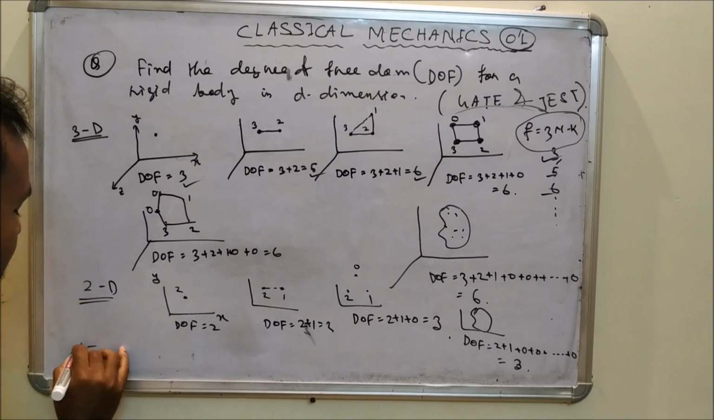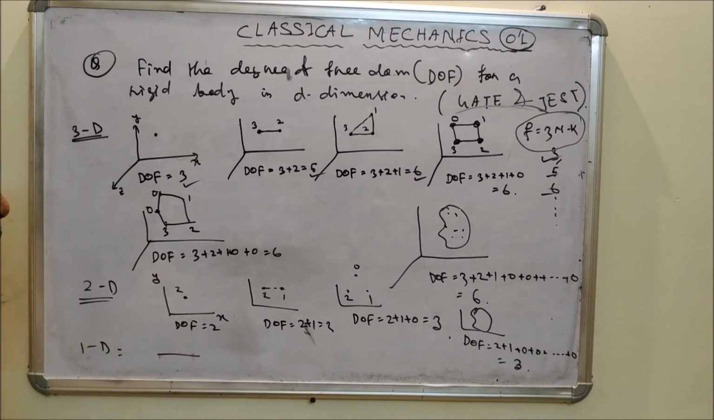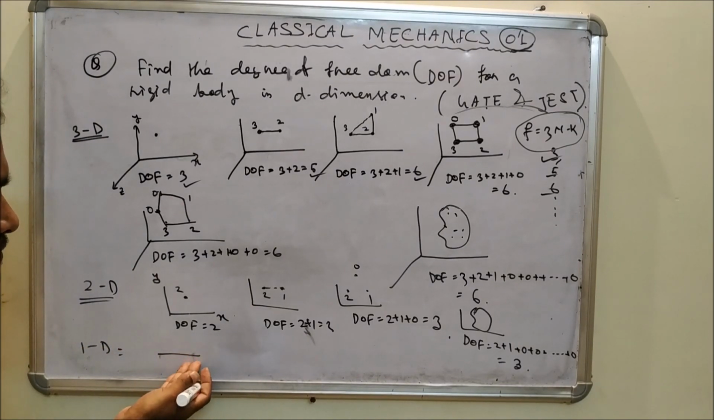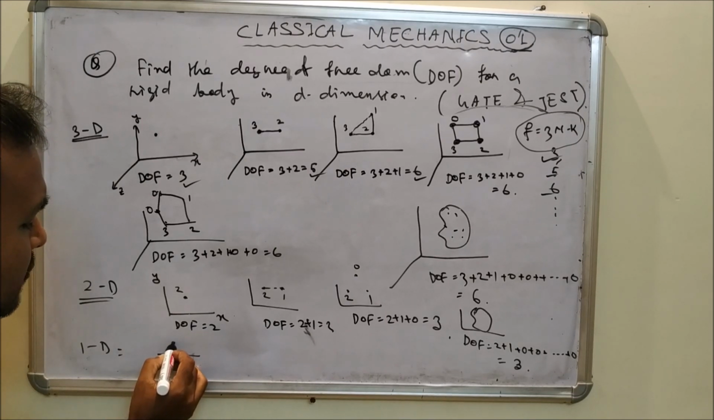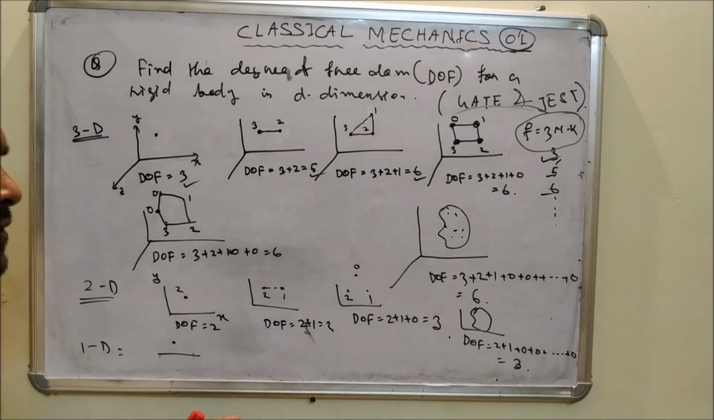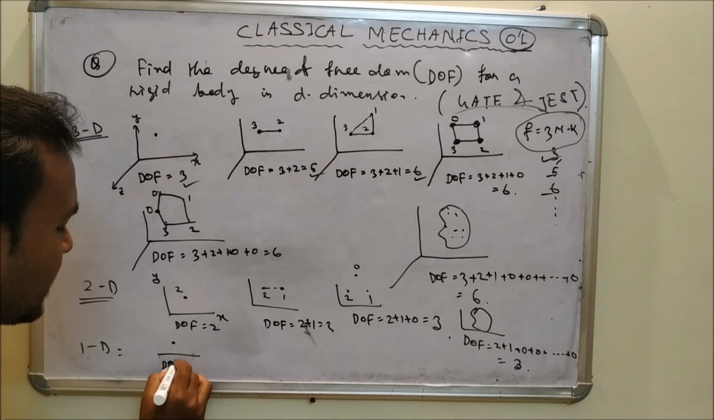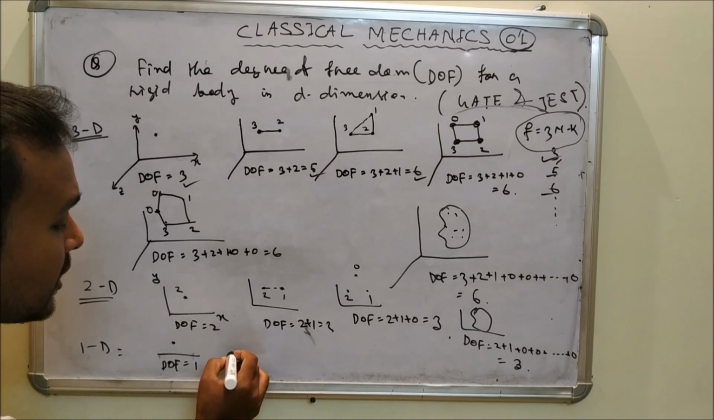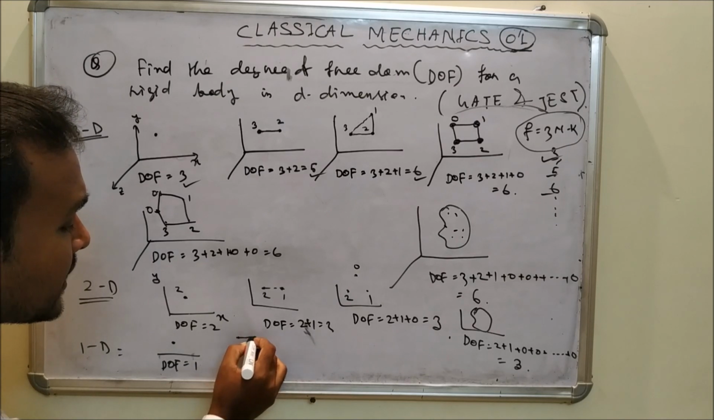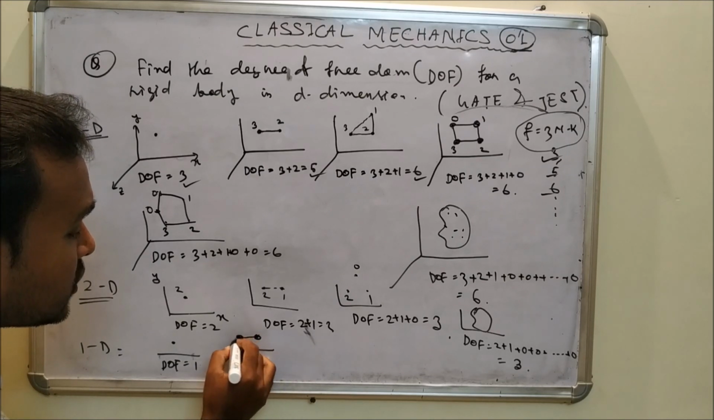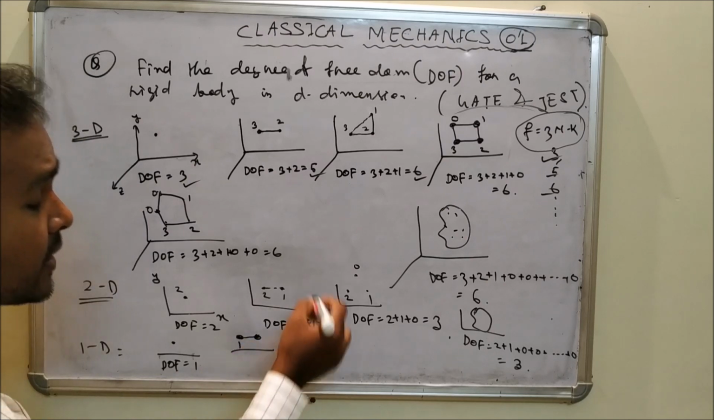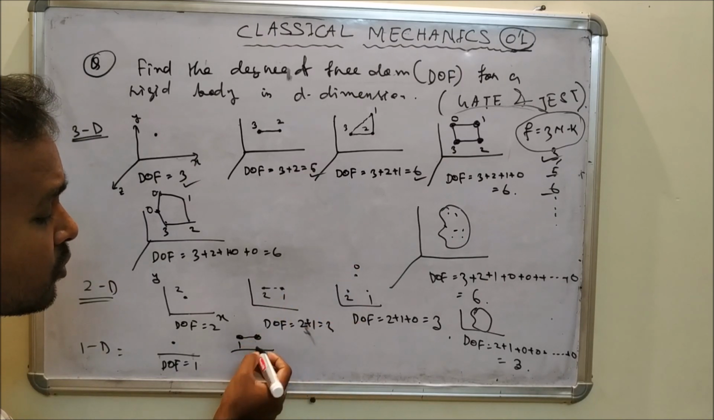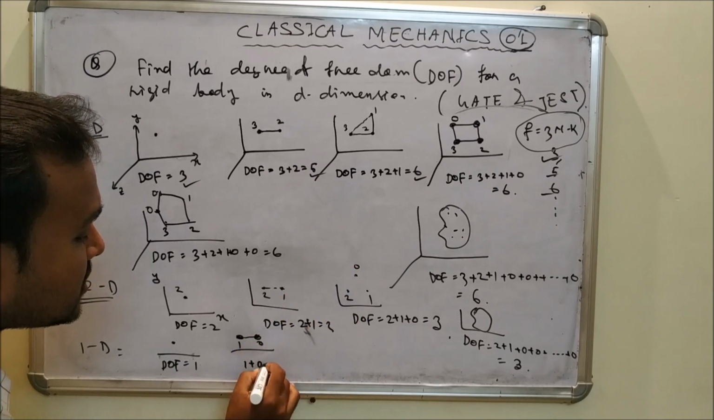Similarly for 1D, only one dimension in that case. If there is only one particle, it can move in only one direction, so it will be 1. If I consider two particles, for the first particle it will be 1, but the second particle cannot move independently, so it will be 0. So 1 plus 0, it will be 1.